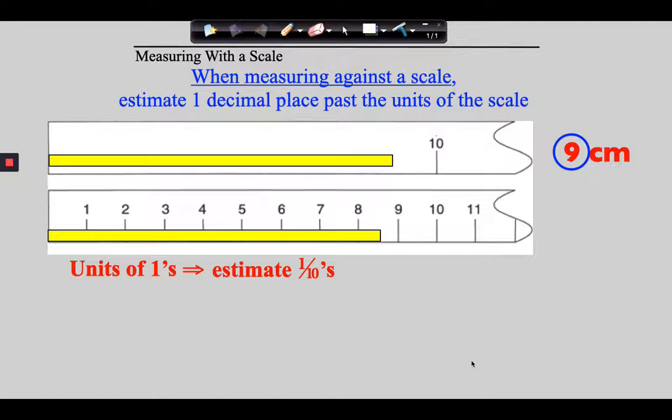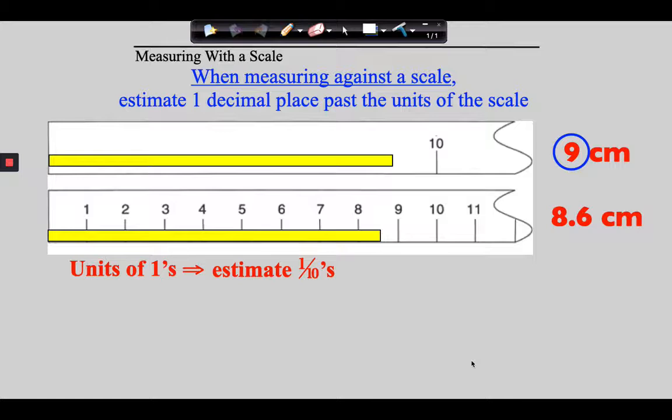How long is the stick? Is it 8? Is it 9? Which one is it bigger than? 8. So we know it's going to be 8 something. But we're not going to stop there. And this is where we're going to estimate. So if the units for the scale are ones, we know that 8 is right. But now we need to estimate 1 decimal place past. So 8 point what? 5, maybe a little bigger.